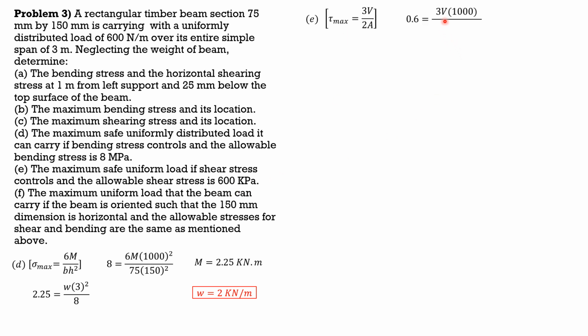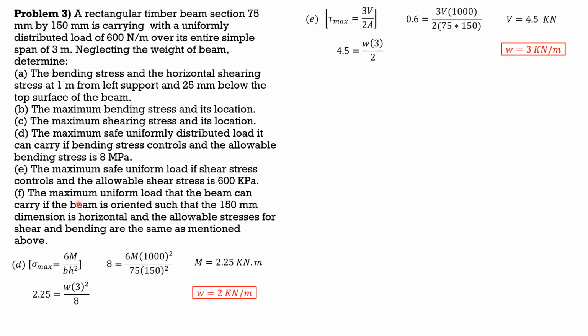megapascals equals 3 times maximum shear. Assuming maximum shear in kilonewtons, so that we multiply 1000 to convert that to newtons, over 2 times area 75 by 150. So shear in kilonewtons is equal to 4.5 kilonewtons, and we equate that to maximum shear, which is the reaction just to the left or just to the right, WL over 2. So 4.5 equals W times length 3 over 2. So the W is equal to 3 kilonewtons per meter if shear stress controls.